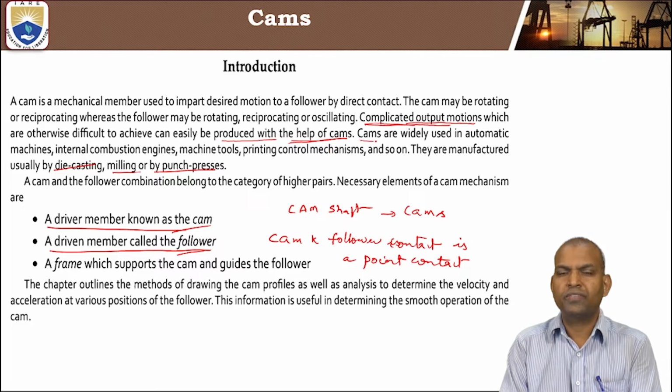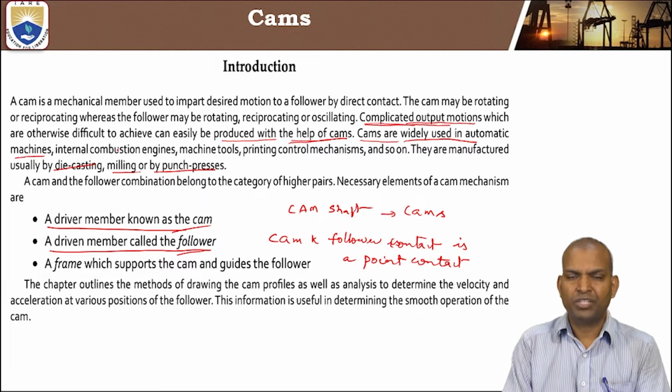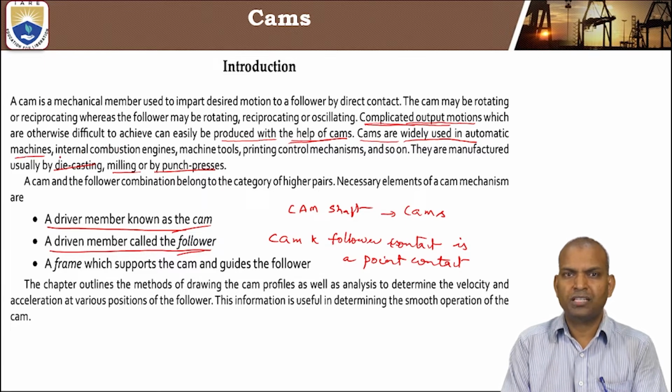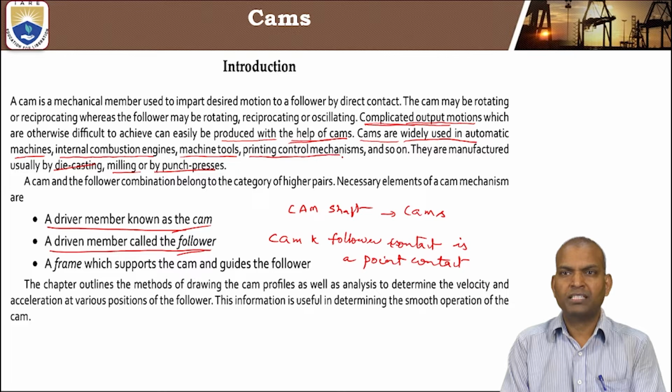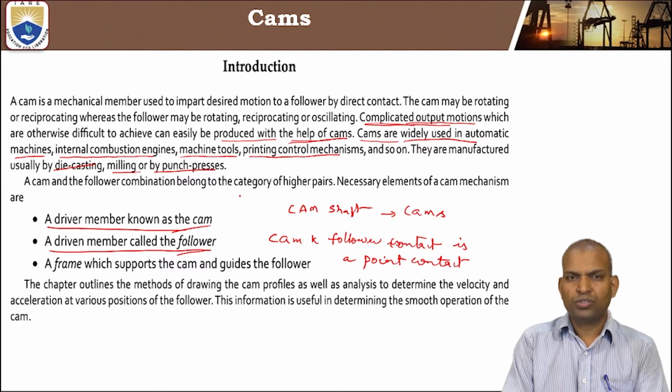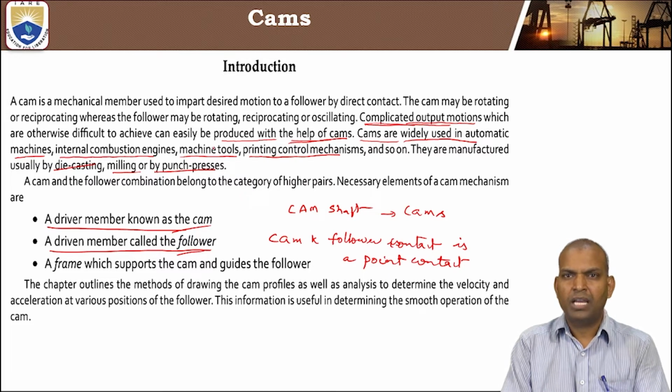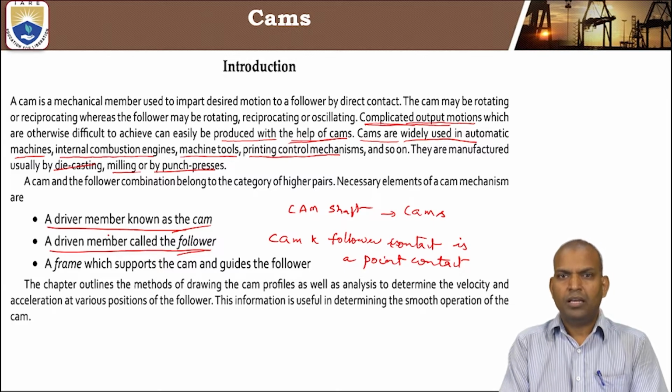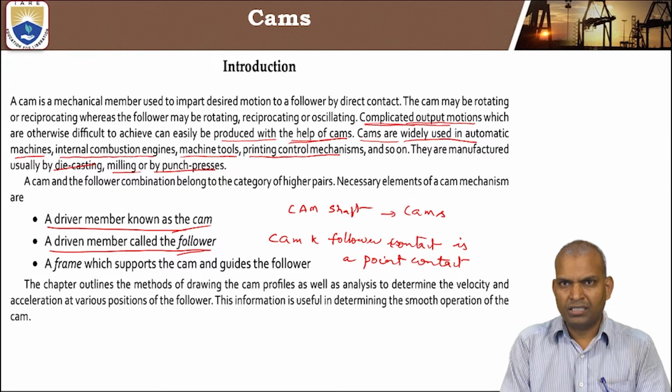Where will cams be used? Cams are widely used, very important, in automatic machines. As I mentioned, 4-stroke internal combustion engines, machine tools, printing control mechanisms and so on. Printing control mechanism is a different topic, and so are machine tools and internal combustion engines. So these cams come under the category of higher pairs, but not lower pairs. That is very important.